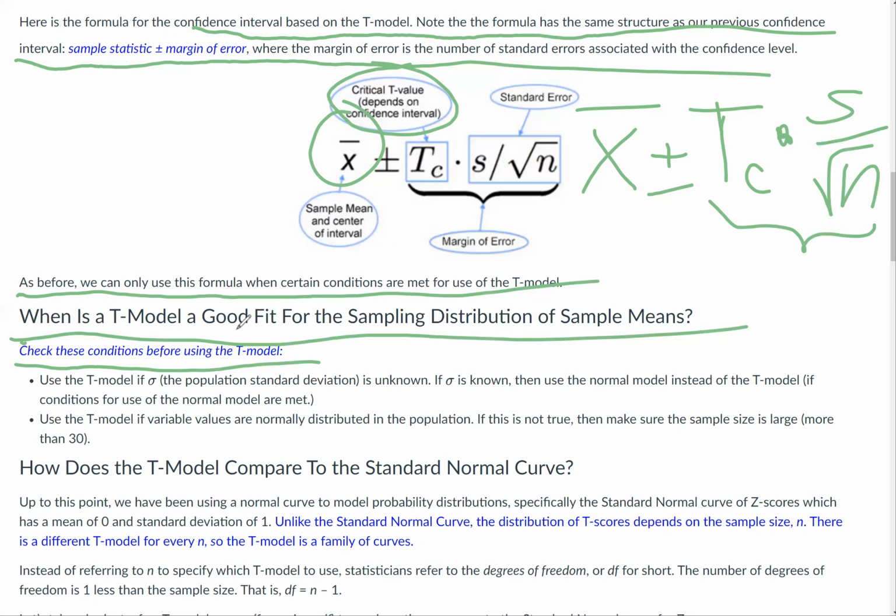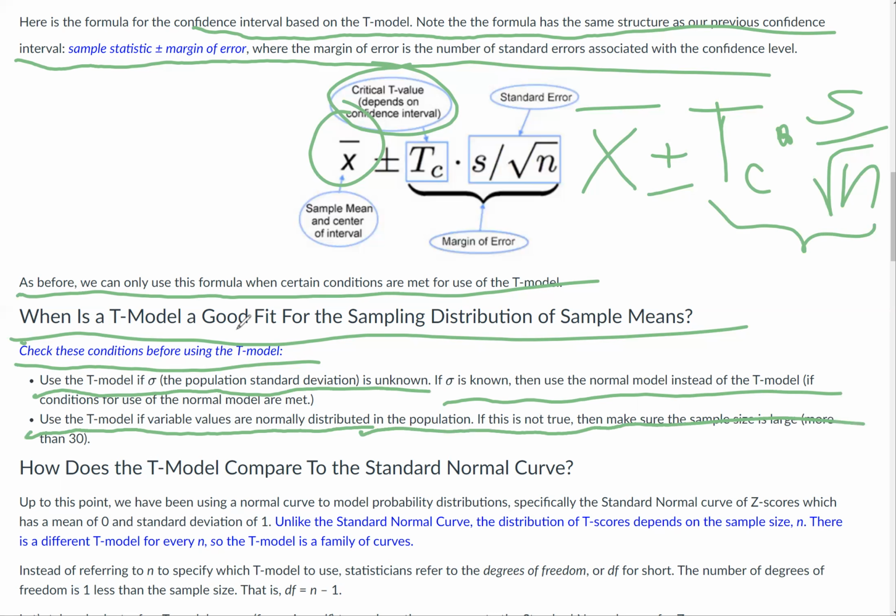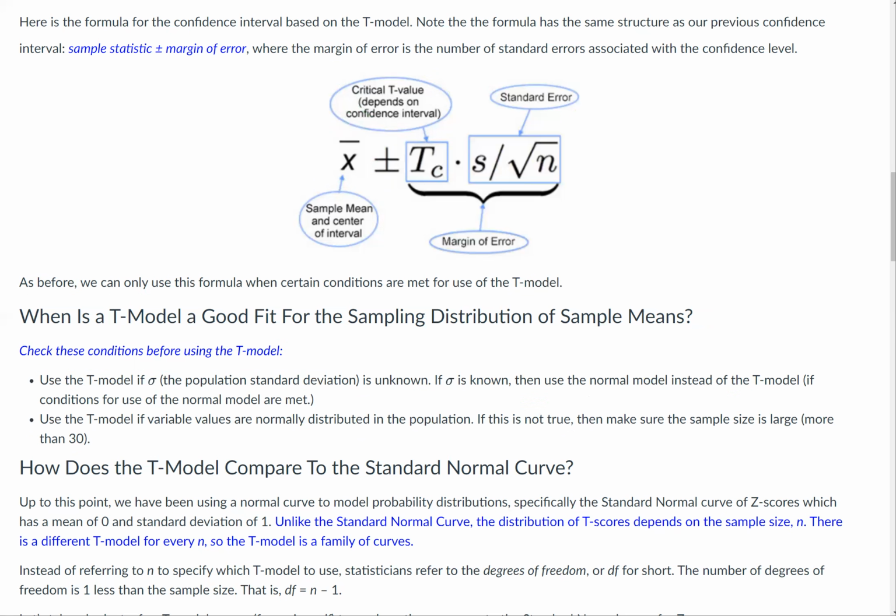First, we can use the T model if sigma, the population standard deviation, is unknown. If sigma is known, then use the normal model instead of the T model, if the conditions for use of the normal model are met, of course. Second, we use the T model if variable values are normally distributed in the population. If this is not true, then make sure that the sample size is large, more than 30. Now we'll look at how the T model compares to the standard normal curve.